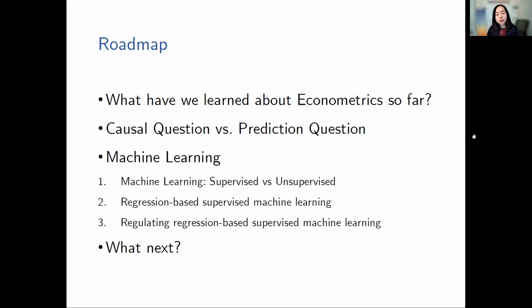Okay, I'm going to give you a quick tour of some basic tools. We talk about supervised and unsupervised machine learning, and regression-based supervised machine learning, which is related to what we have learned in the econometrics class. And then how do we regularize the regression-based supervised machine learning? Okay. And then we'll talk about what next if you're interested in this field. Definitely not learning with me, because I only teach you econometrics 4000. But there are ways that you can keep pursuing it if you're interested.